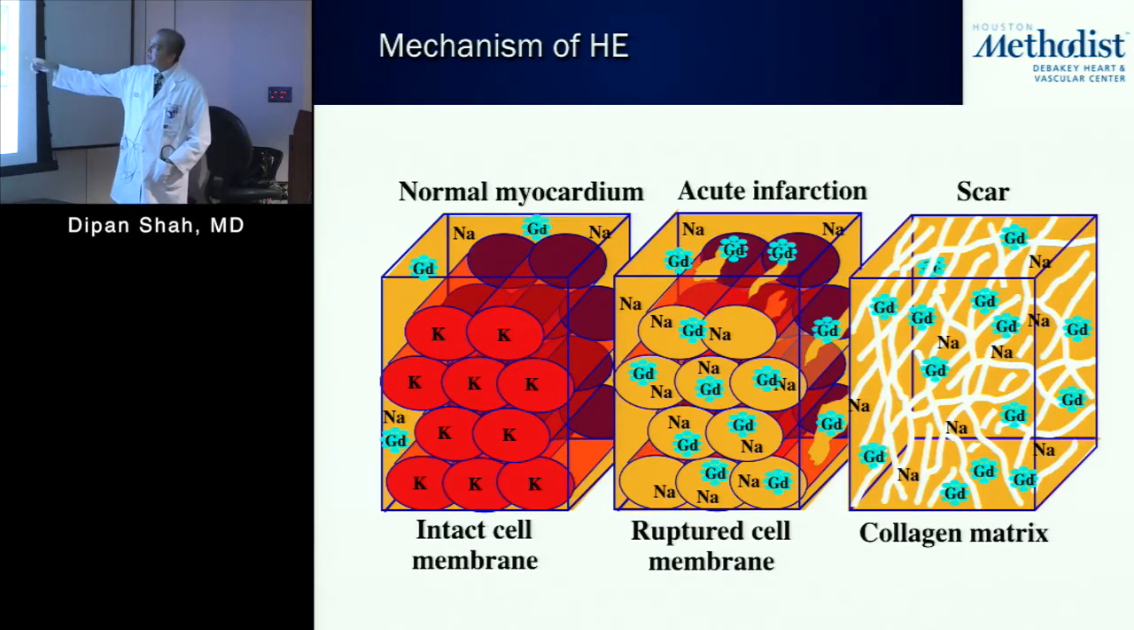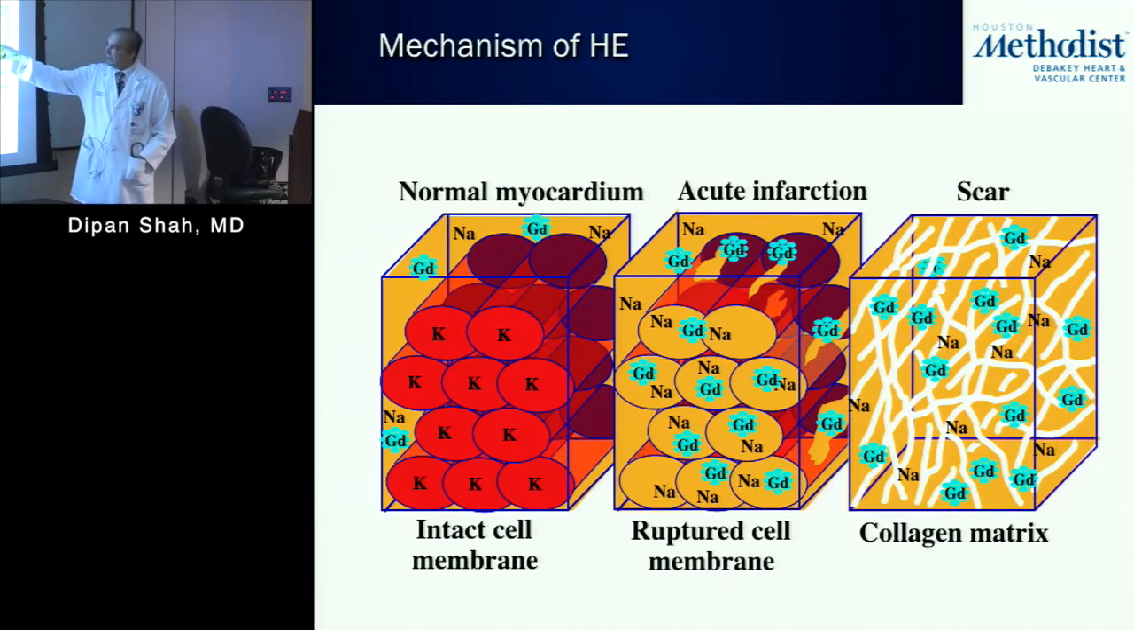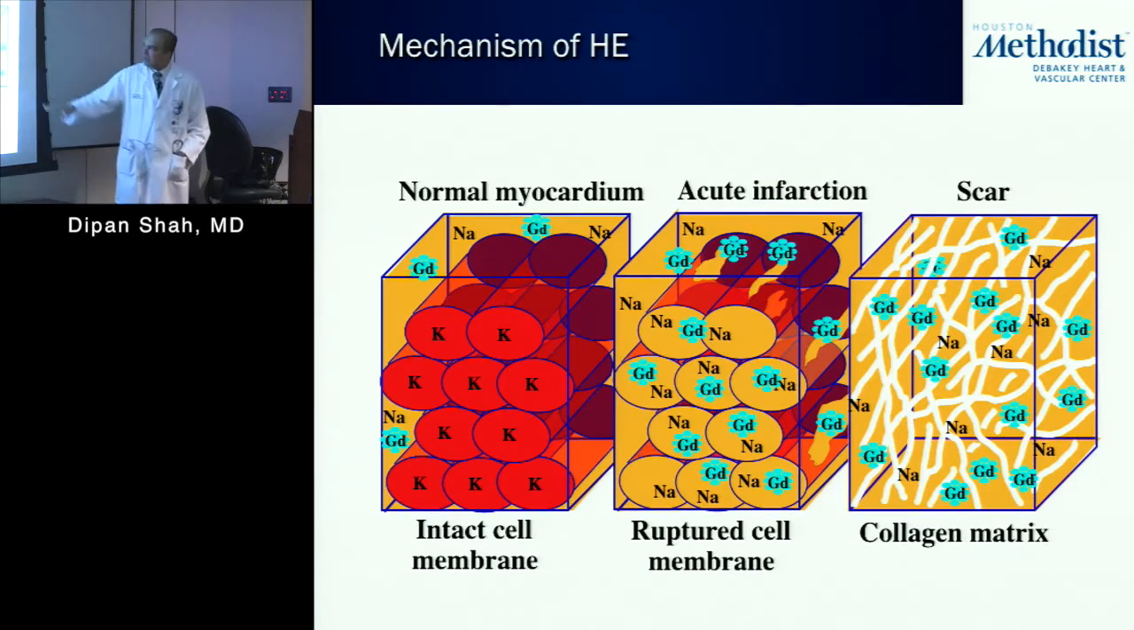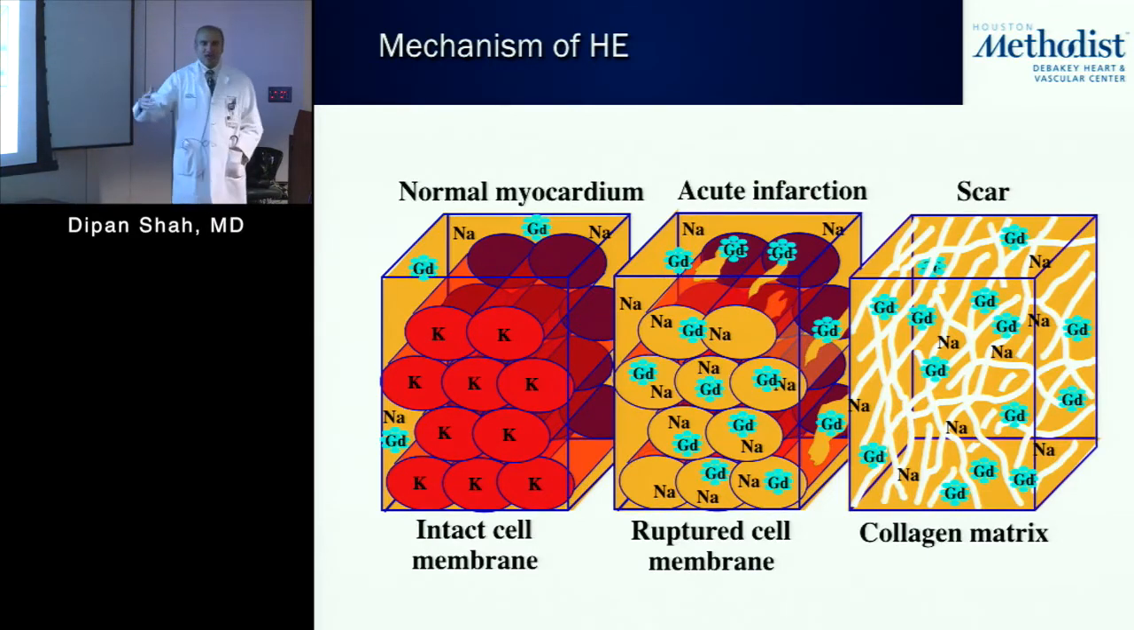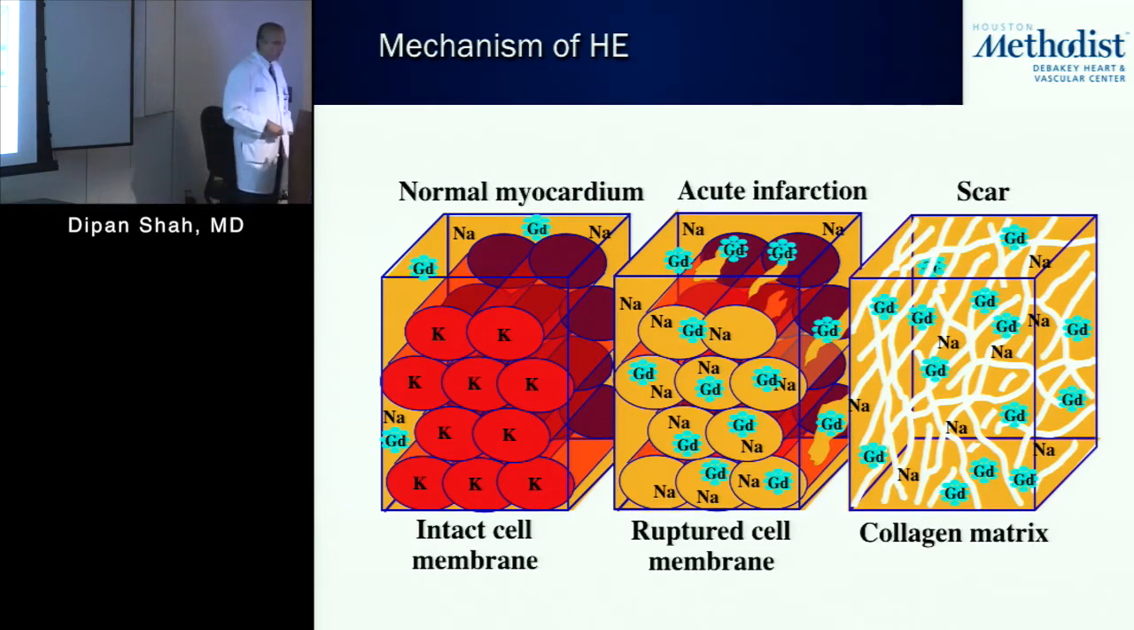And then the same in the setting of chronic scar, where you have more of a loose collagen matrix, you've got an increase in the extracellular space and therefore more volume of distribution of gadolinium, and therefore you see high signal in the setting of chronic scar as well.